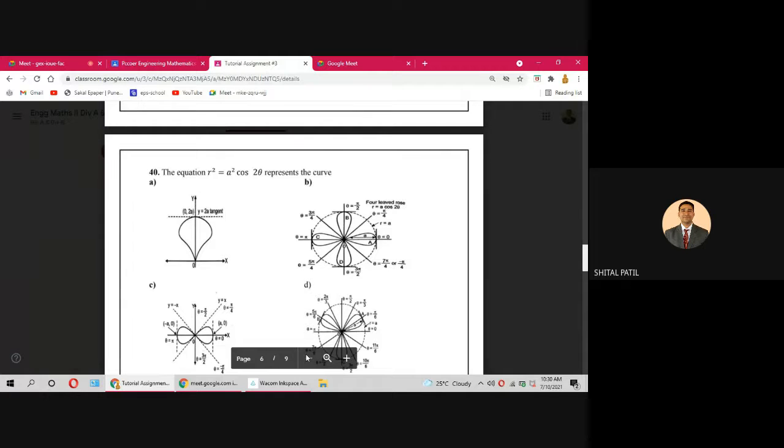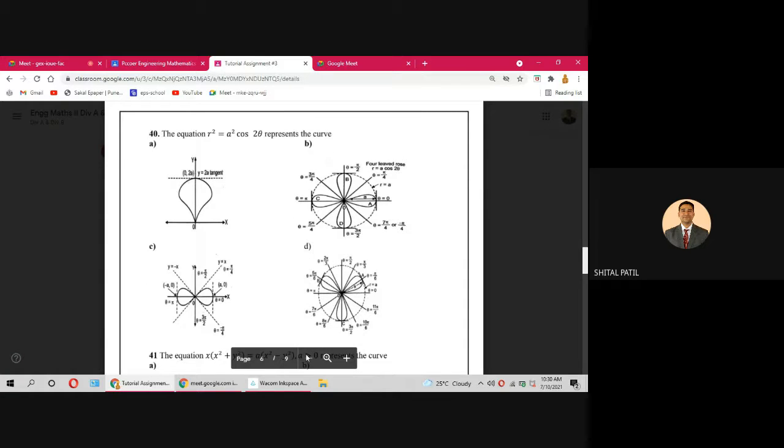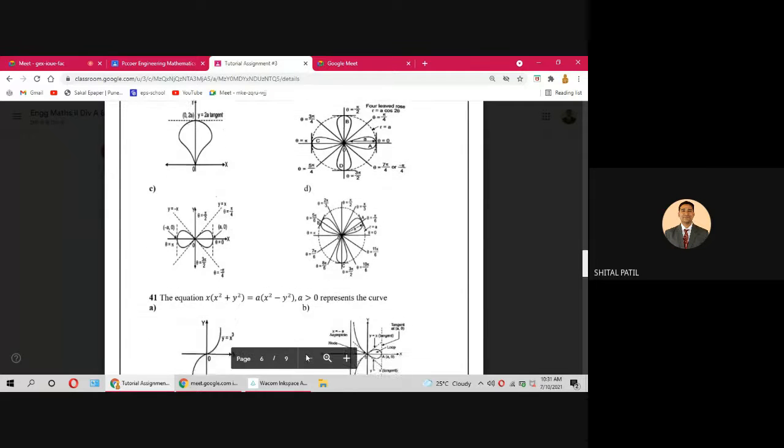वहां पे जाके आप ड्रॉ नहीं कर सकते. It is not possible to draw the curve in exam. You have to remember few things. Asteroid याद रखना है आपको, cardioid याद रखना है, Pascal's Lemniscate याद रखना है, rose curve याद रखना है. At least few things about this curve should be known to you. Okay, understood?